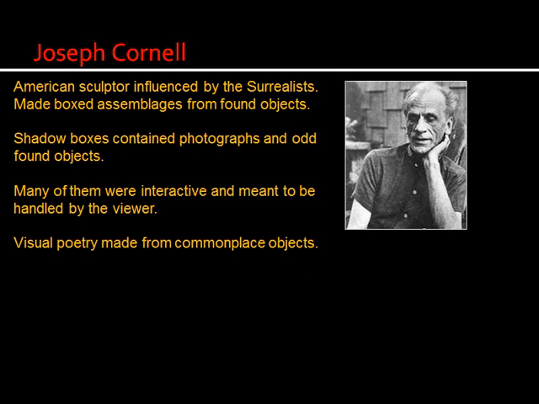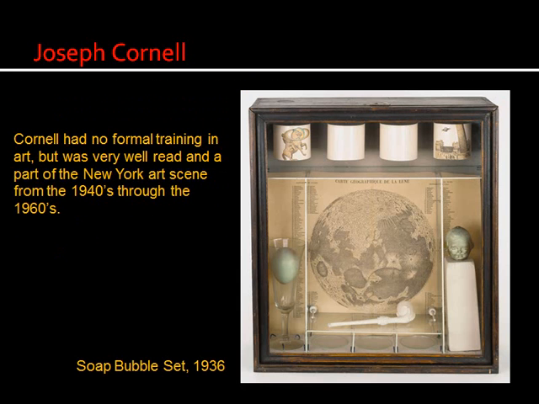Joseph Cornell was a surrealist sculptor who made little, mostly shadow boxes that contain photographs and found objects, assemblages, and he made these after World War II up until the early 70s when he died. They're really pretty much visual poetry, just made from found objects, and they're very magical.